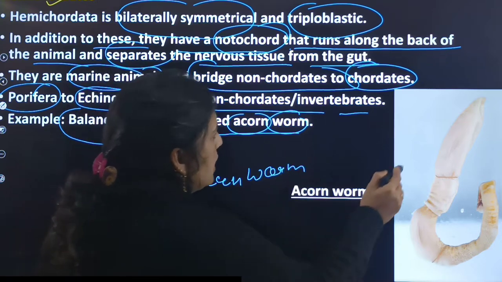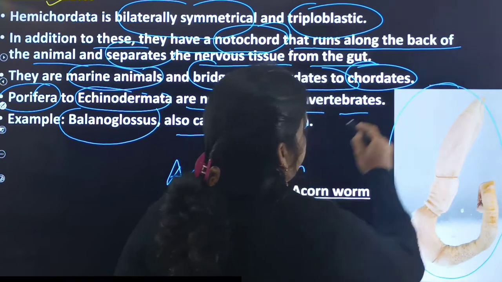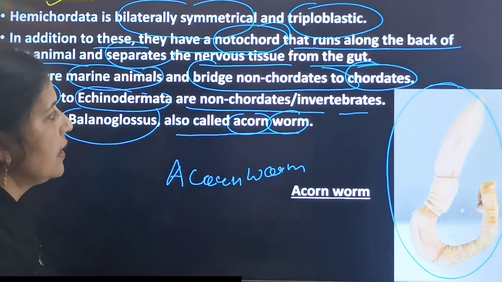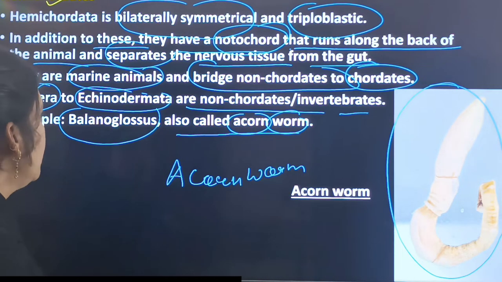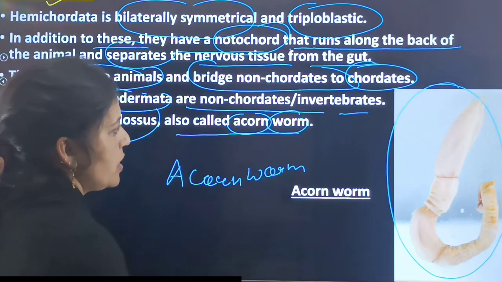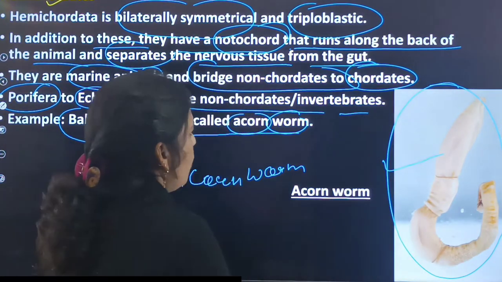So this is the example of the hemichordate, and the example of the hemichordate is acorn worm or Balanoglossus. So this is the acorn worm.